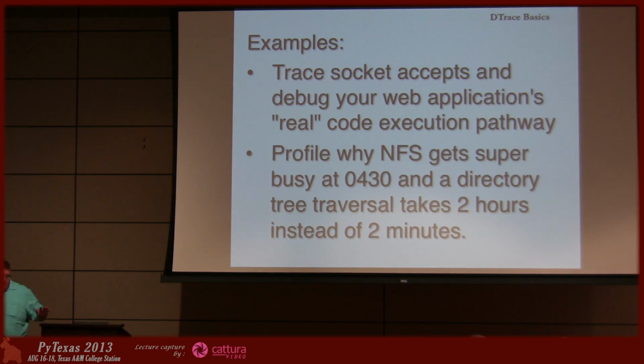These are things that you can do with DTrace, although I don't have enough time in my talk to show them to you today. But once you get comfortable with DTrace, these are definitely things that you can do. You can trace socket accepts, right? You can figure out why your application is executing in a certain pathway. You're like, well, it should go down this pathway, but it's actually going down that pathway. So DTrace lets you look at the emergent behavior of your code, which is pretty slick.